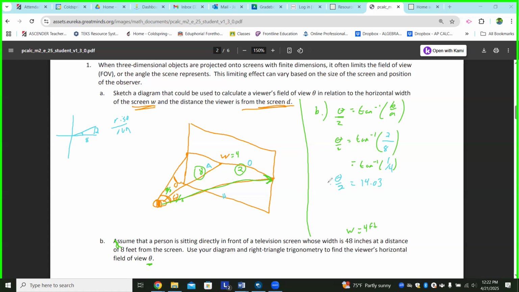Just multiply both sides by 2. So our full theta would be what? There you go. So now we found our theta being 8 feet away at a 4 foot widescreen TV. Basically that gives you that full value right there.